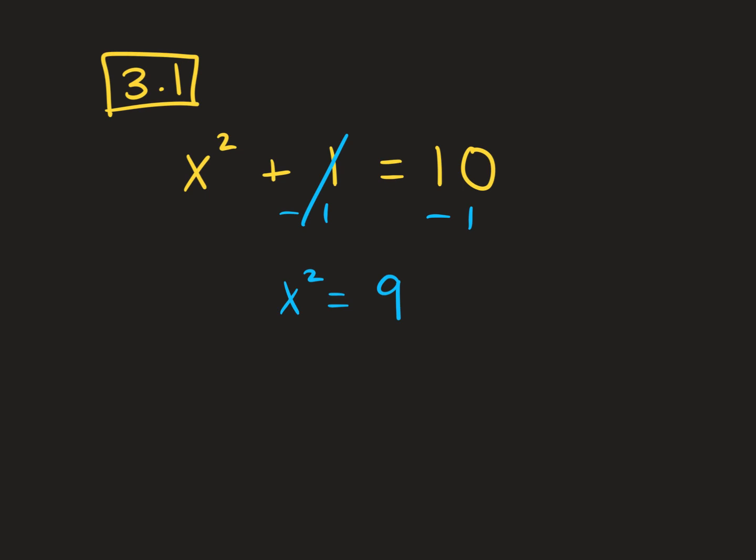Then what? Square root both sides. So x is equal to? Just 3? Don't forget the plus or minus. Anytime you take the square root of both sides, you need plus or minus. So this one was number 1. We're going to do 3 questions together.